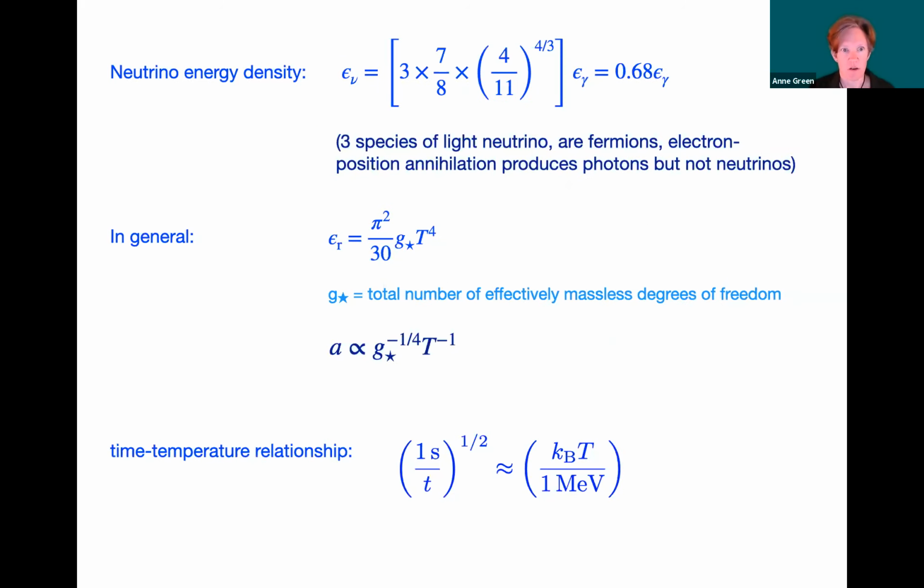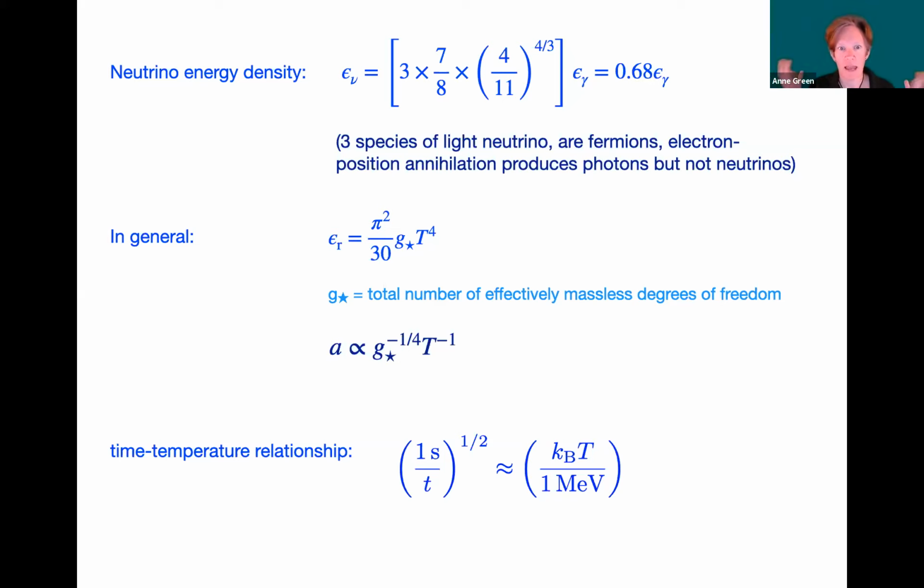Radiation isn't just photons, it's also light neutrinos. And there's a simple relationship between the energy density of the neutrinos and the energy density of the photons. It's 0.68. And this comes from the fact there are 3 species of light neutrino. The neutrinos are fermions rather than bosons. And when you integrate over the energy distribution, the result is it's different by a factor of 7/8.